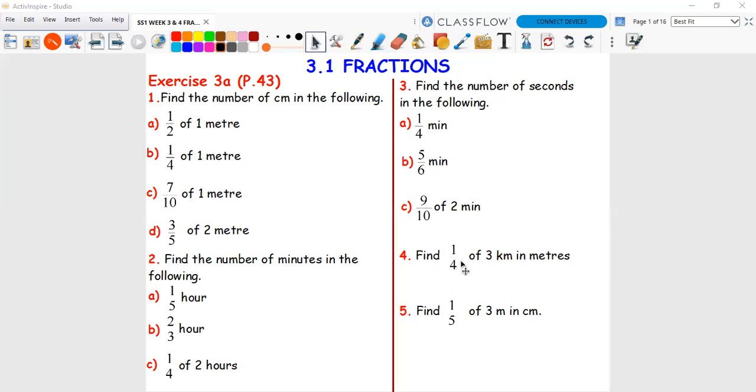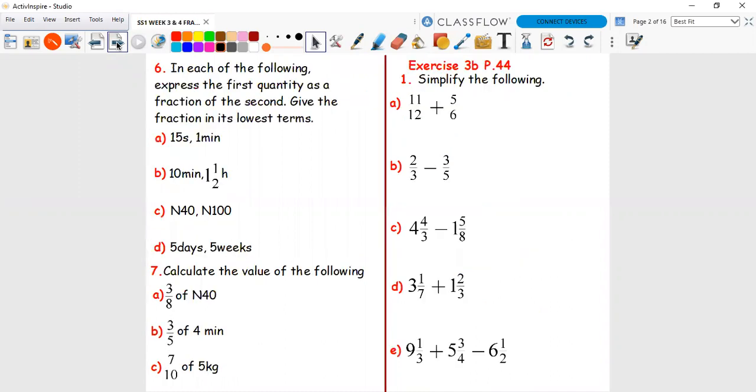And then number 4, you have to find 1/4 of 3 kilometers in meters. So you know that a kilometer is 1,000 meters. And then, of course, 100 centimeters is equal to 1 meter. So when you have 3 meters, that is the number 5 question, you are going to have 300 centimeters. So you can practice all of it, just to be sure that you still understand the concept of fraction. And here you have conversions in number 6, naira to kobo and all of that. Then this is where we are going to begin today, and that is that exercise.